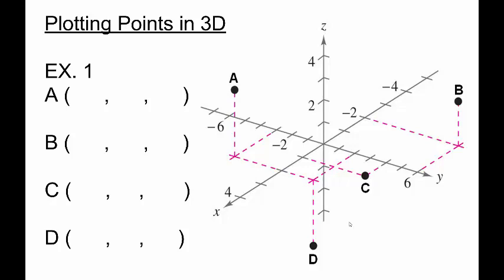So let's start with point A. We start on the x-axis, and we see that they've come forward 2 spaces. So that's 2 on the x. Then they've moved to the left on the y-axis 3 spaces. So that's going to be negative 3 on the y.